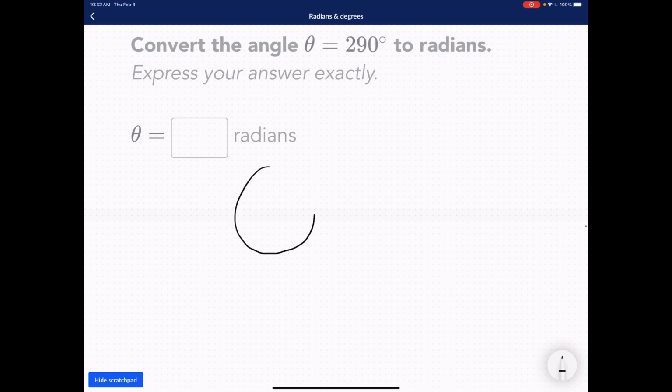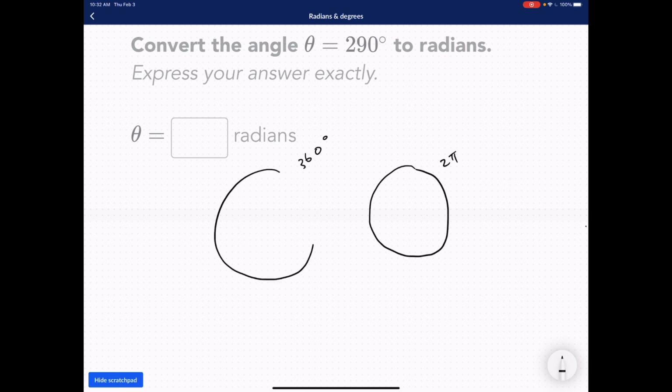So I'm going to draw two circles. That's going to represent degrees, and that's going to represent radians. So that's 360 degrees, and that represents 2 pi, right? So 360 degrees is the same thing as 2 pi in terms of radians. Actually, I'm going to draw a circle a little bit bigger. It's not a very good circle, but it's okay.